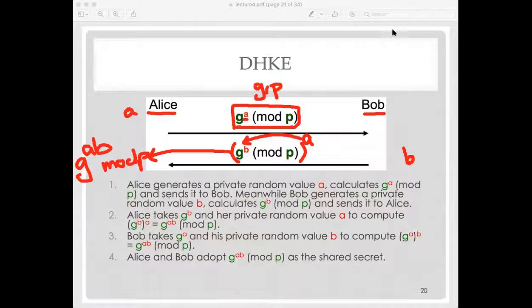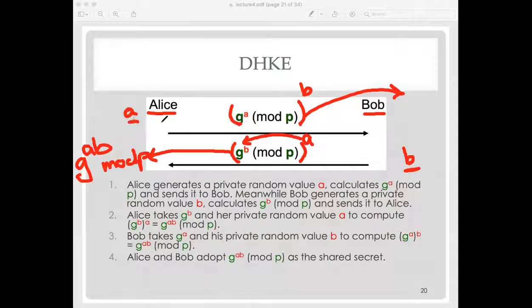And we also know that Bob receives this, and he raises it to the power B, because this is the B that he has, and only Bob knows B. Even Alice doesn't know B. And only Alice knows A, even Bob doesn't know A. But if you raise this to this, it's actually equal to G to the AB mod P. And this becomes the common secret between the two.